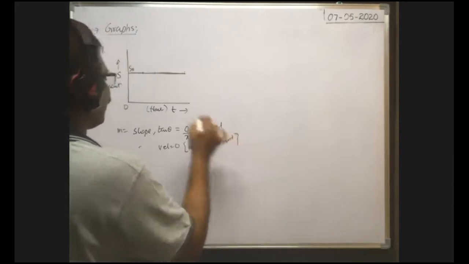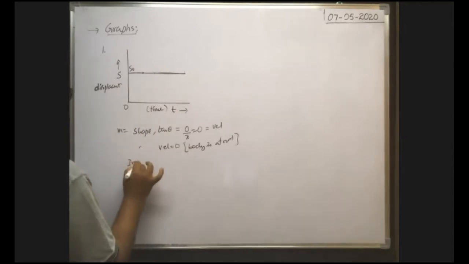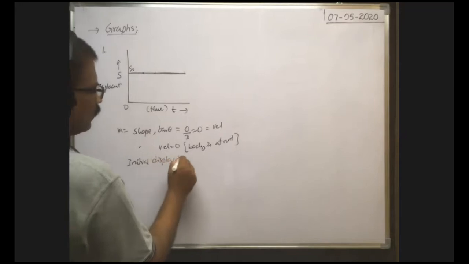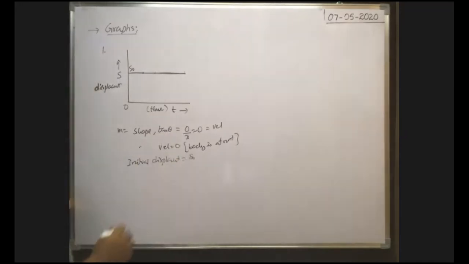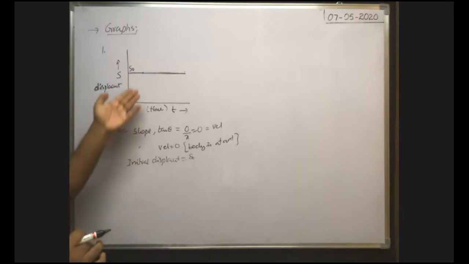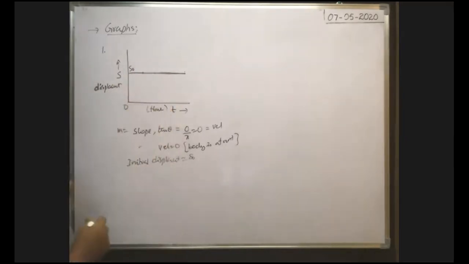So the body is having some initial displacement, s naught. But velocity is 0, as here velocity is equal to 0. What about the acceleration? When velocity is 0 here, definitely, how can we write the equation for this straight line?